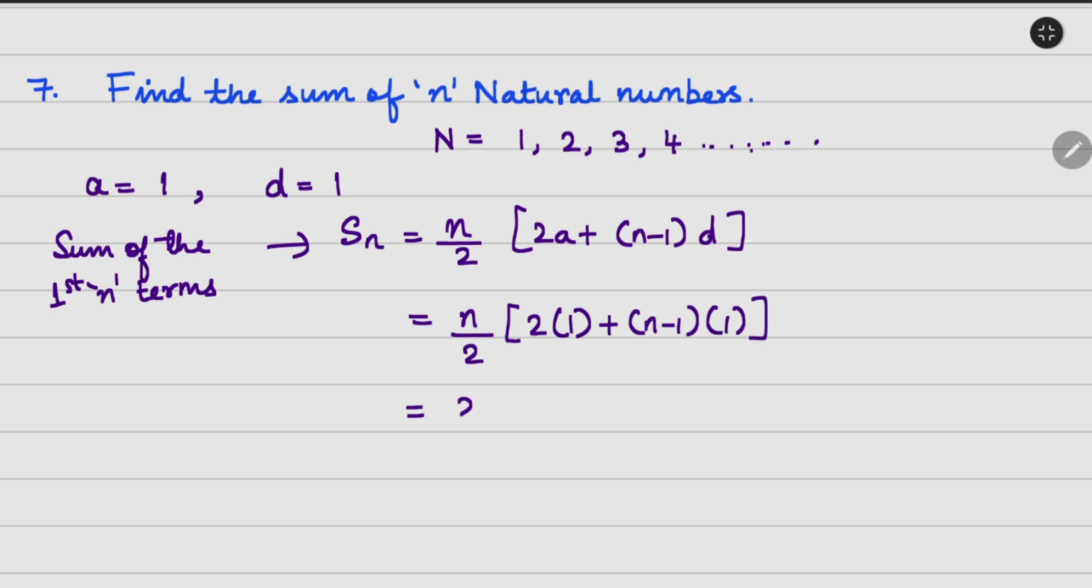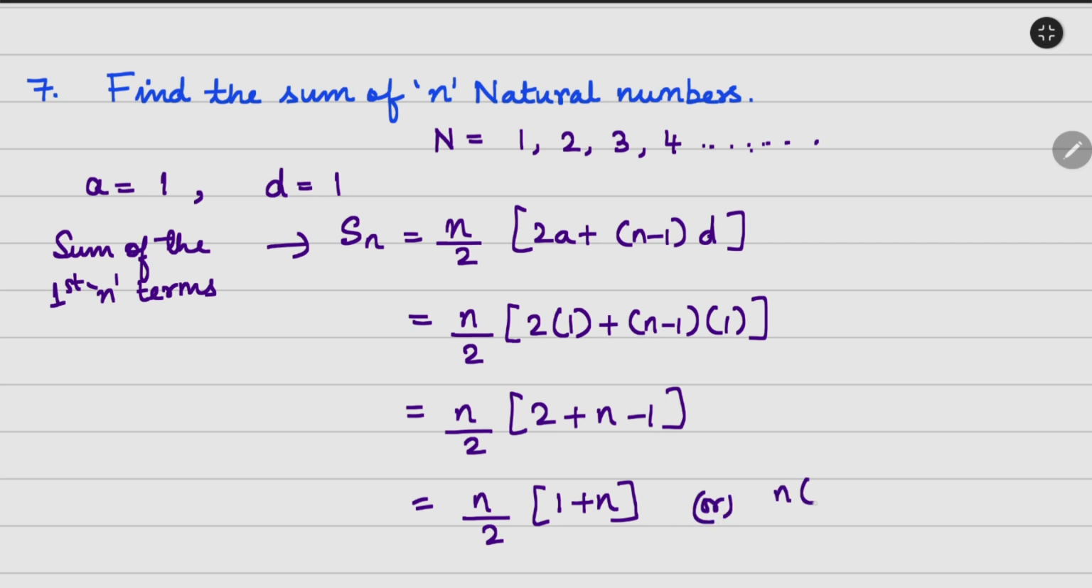So just solve it. So you have n by 2 multiplied by 2 plus n minus 1. So this is equal to n by 2 multiplied by what is 2 minus 1? It's 1 plus n. And that's your answer, right? So you can write it as n into n plus 1 by 2. This is the sum of all n natural numbers. That's your answer. So this is a generic expression.